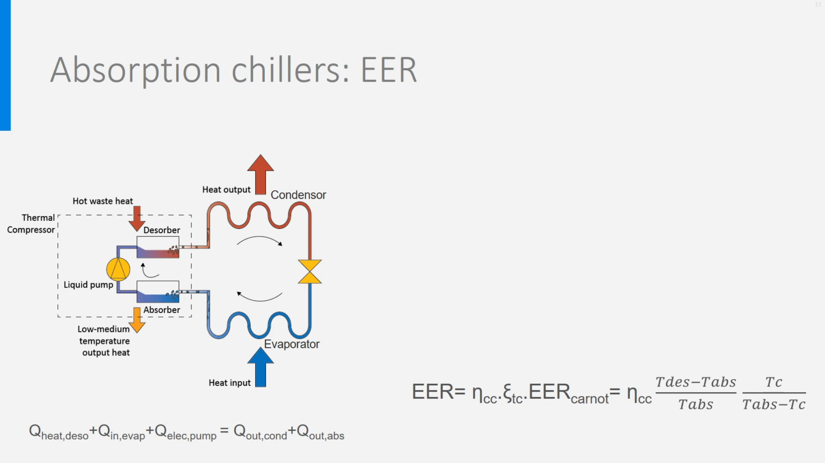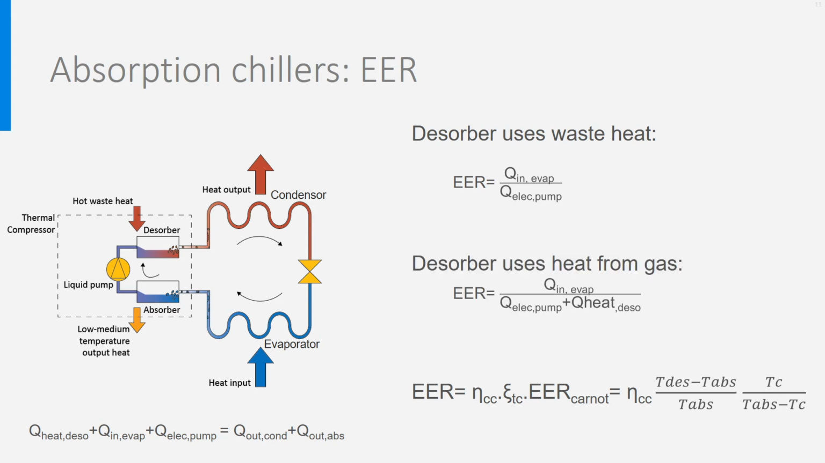We have handled the compression cooling machine, but what about the absorption chiller with its thermal compressor? Well, from the energy balance we can deduce here too the EER, which is useful cooling divided by electricity input at the pump, if we are not accounting for the input from the waste heat. When the desorber is not using waste heat, but heat generated for this purpose, we must account for it.